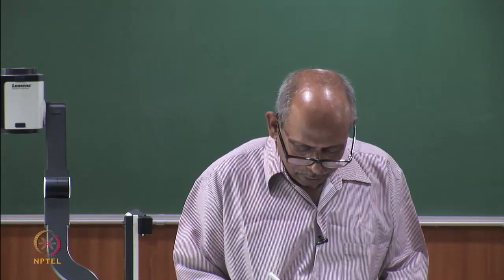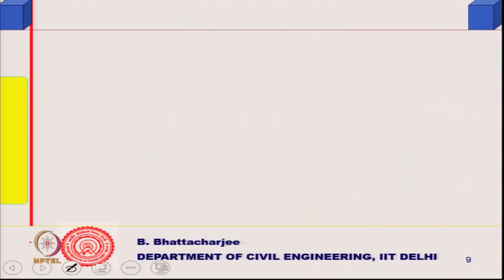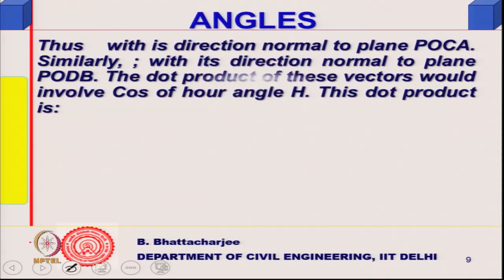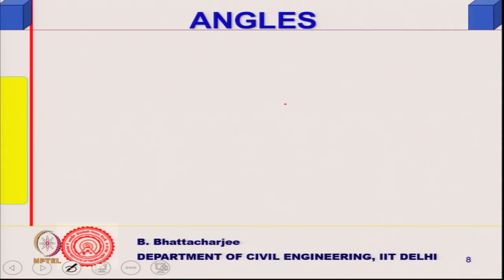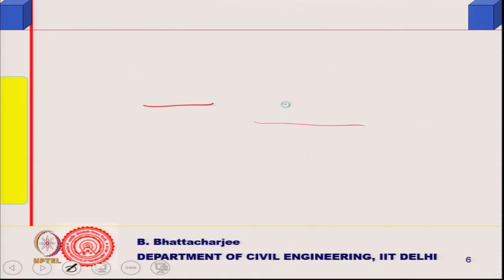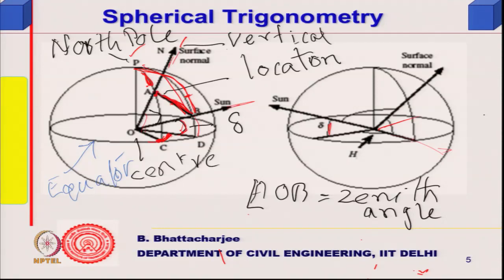Let us see the direction normal to the plane of POC. Similarly, with direction normal to the POD, the dot product of these vectors would involve cos of our hour angle h. Now, what was our angle? We defined that this was our angle, if you recollect. This here, this was our angle. My spherical triangle is this, P, B, and O, and the angle, this is nothing but the hour angle, because this is the angle between this plane and this plane. So, that is the hour angle.